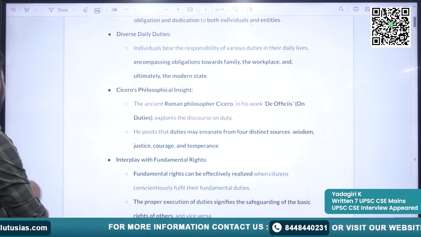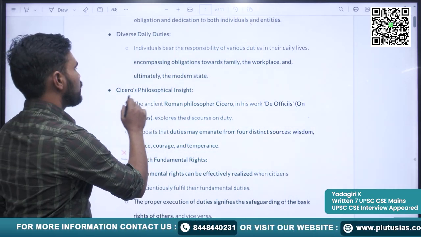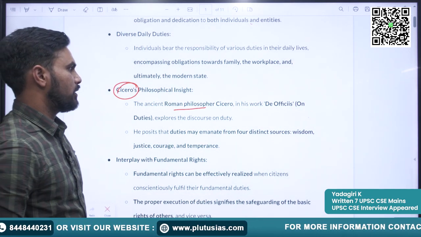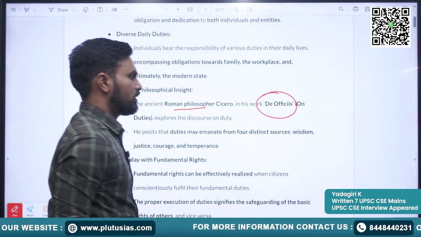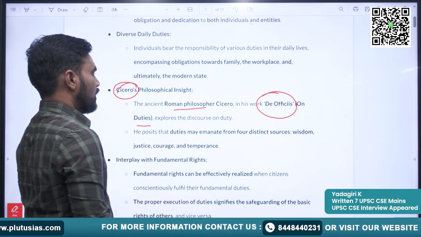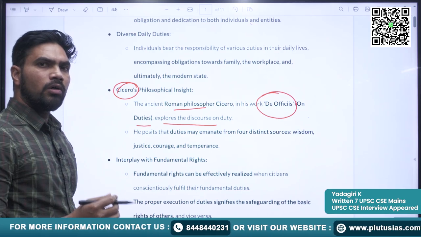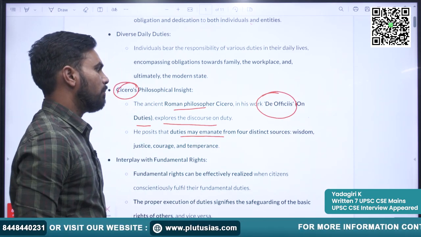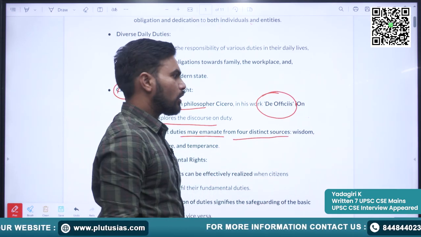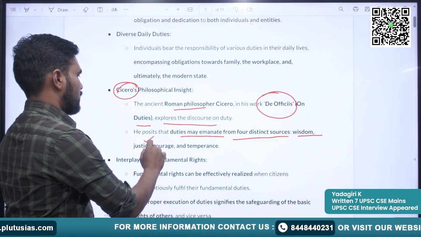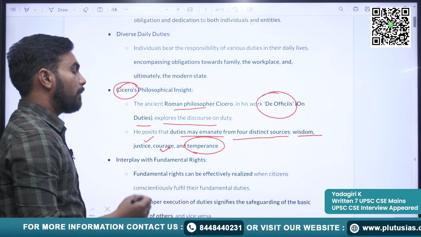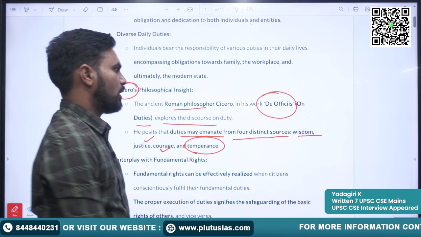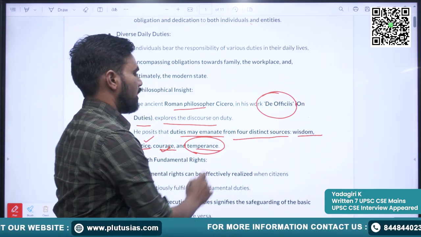Now we will talk about Cicero, an ancient Roman philosopher. He also talked about the duty of a person. In his work De Officiis, which means on duties, he explores the concept of duty. He says that duties may emanate from 4 distinct sources. So what are those sources? Wisdom, justice, courage, and temperance. So he says that the concept of duty emanates from basically 4 things: wisdom, justice, courage, and temperance.